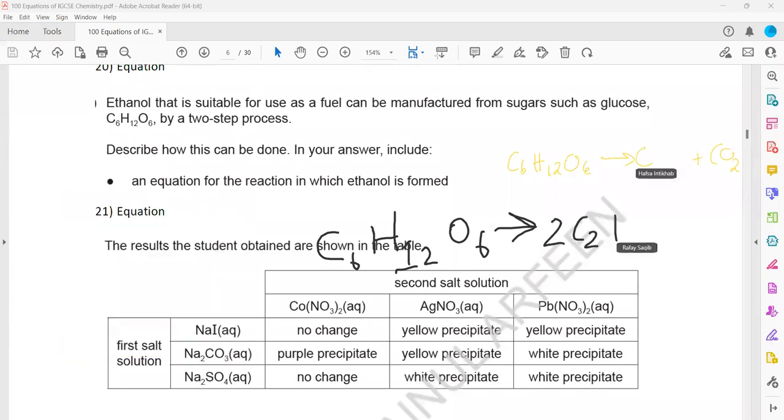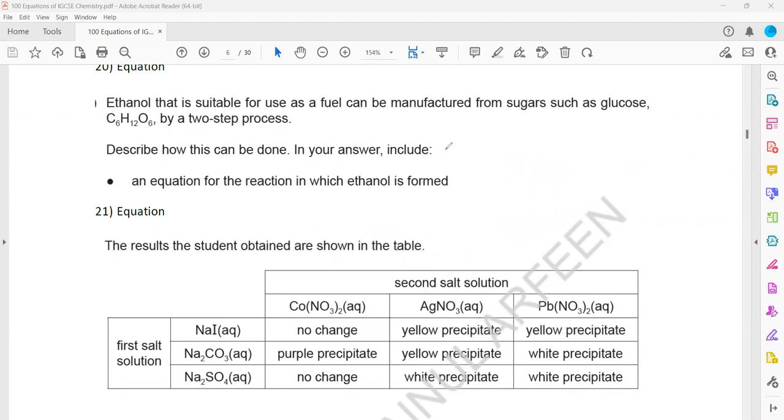So ethanol is there. Glucose is there and you want to form ethanol. So it will be C2H5OH, ethanol. So this should be C2H5OH. So C6H12O6.